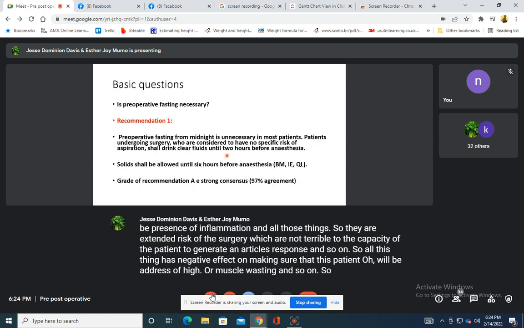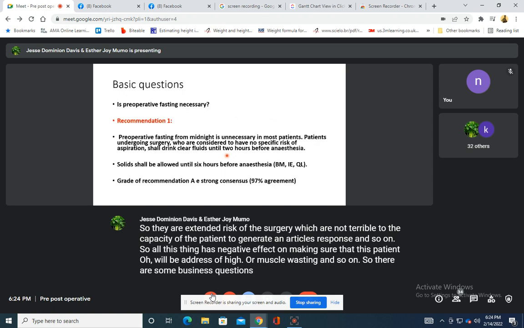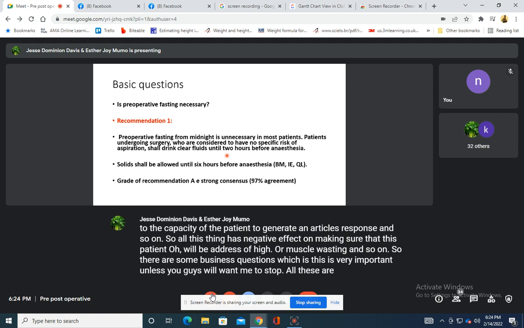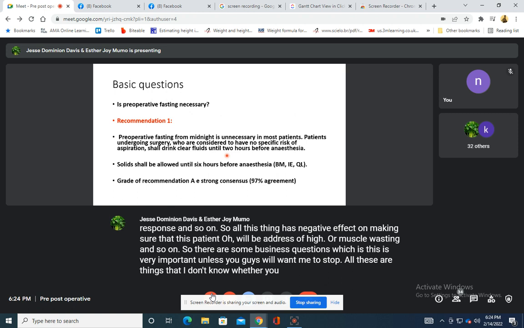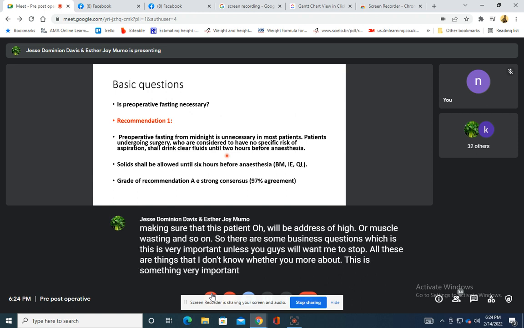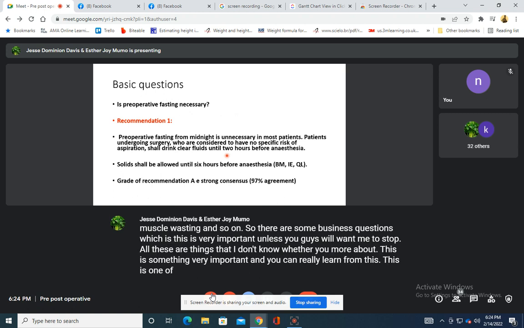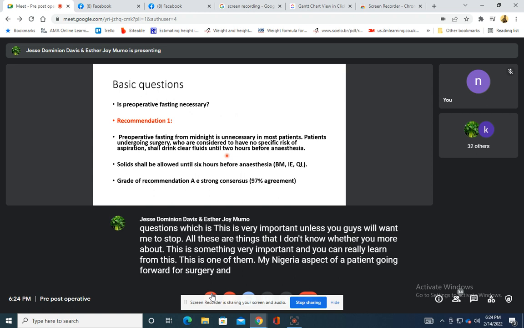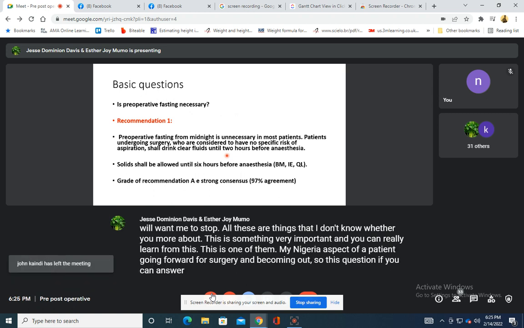So there are some basic questions which are very important, unless you guys want me to stop. But these are things that I don't know whether you will have covered. This is something very important and you can really learn from this. This is one of the managerial aspects of a patient going for surgery, and that will be coming out. So these questions, if you can answer them, then it's very okay.